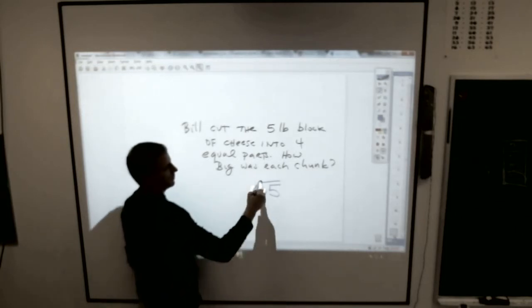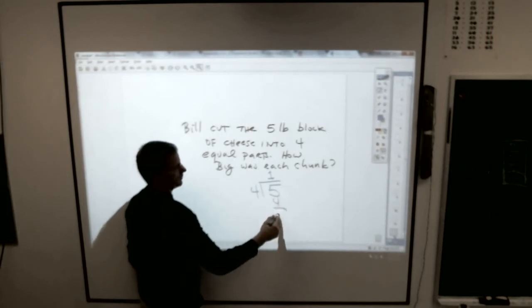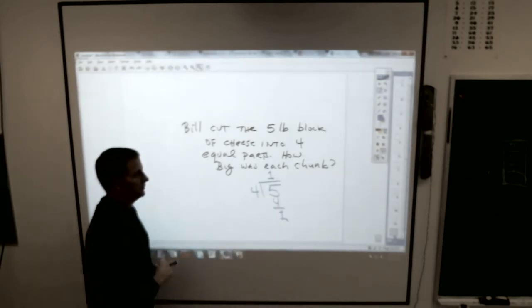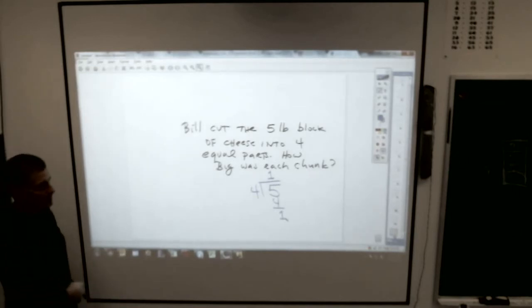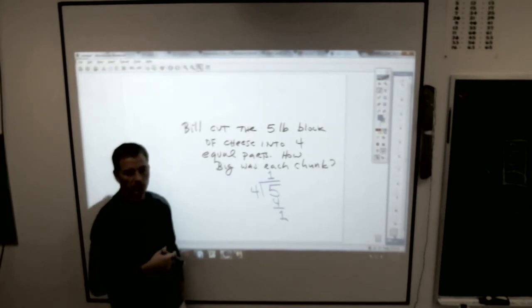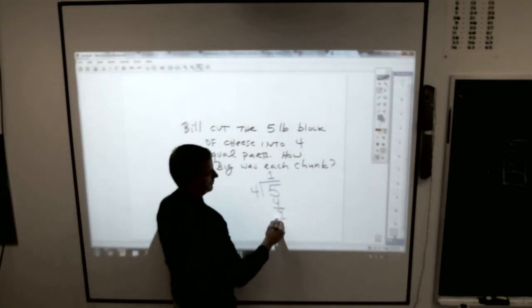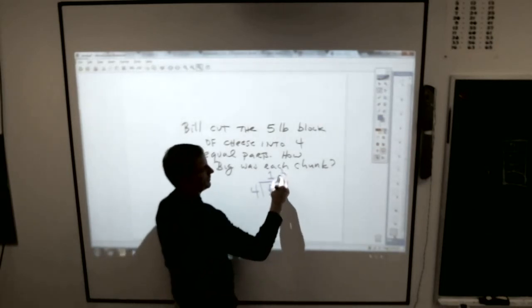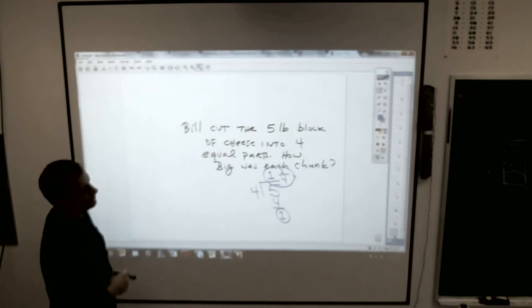Well, you know it's going to go 1 whole time, that's your whole number. But I no longer can leave my remainder as 1, because a remainder 1 of a chunk of cheese does not mean anything. What is my fractional remainder going to be? What fraction do I get? 1 and, Kendall? 1/4. Right, because you take the remainder, it goes on top of the fraction. You take the divisor, it goes on the bottom of the fraction. 1 and 1/4.